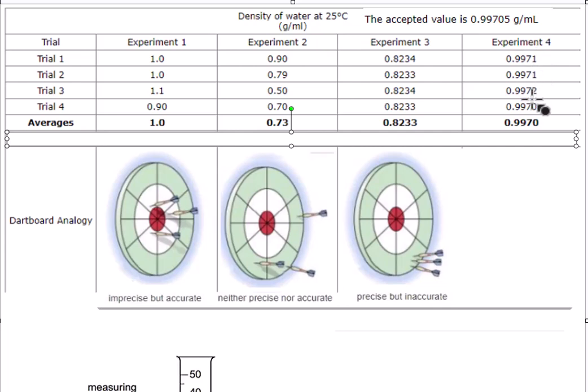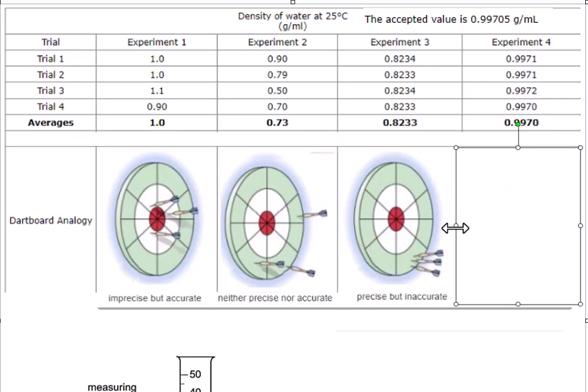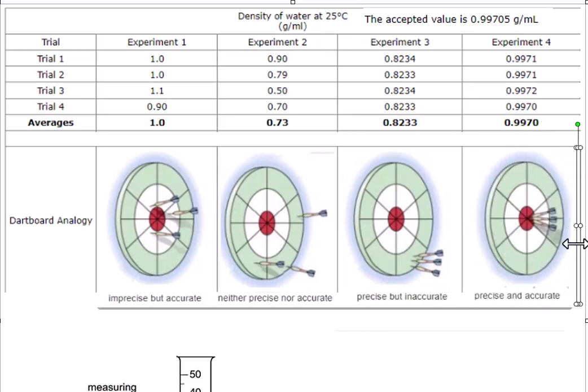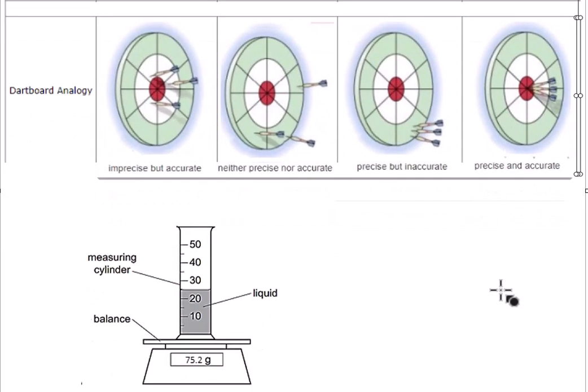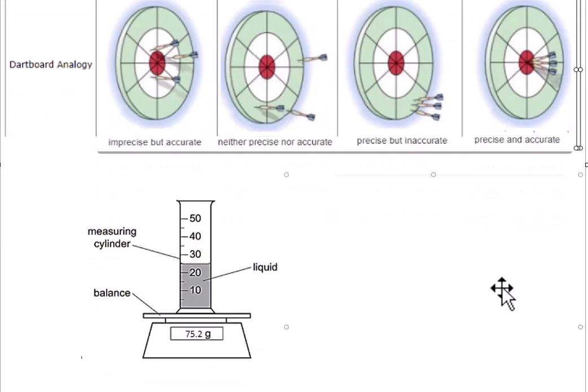Now, let's look at our last experiment here, where, if this is the right answer, this is as good as you can get. This is as close as you can get using the device that you've had, that pycnometer or that specific gravity bottle. And the dartboard analogy is precise and accurate in the comparison of these. So this is a very, very nice experiment, 0.9970, bordering on the limits of measurement for a density of a liquid.